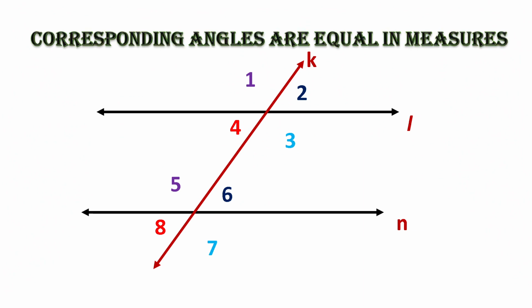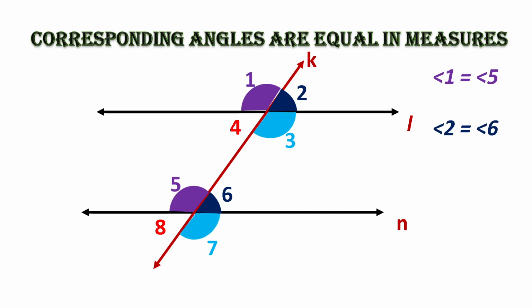Now what about corresponding angles? Corresponding angles are also equal in measure. Which are the corresponding angles? Those angles which are present on the same side of the transversal and also on the same side of the line, or in the same position on those lines. So angle 1 and angle 5 are equal, angle 2 and 6 are equal, angle 7 and 3 are equal, and angle 4 and 8 are equal. And also we can say that if corresponding angles are equal, then those two lines are parallel.